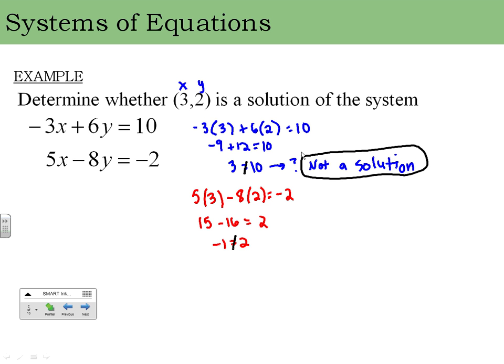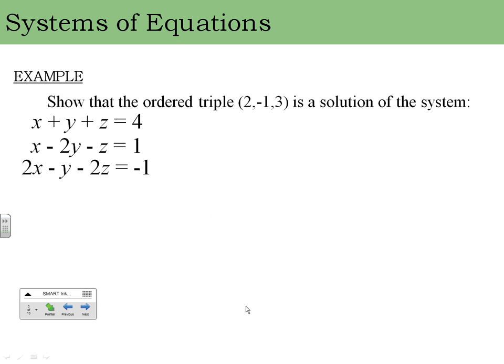So if it is a solution, we have to check all of the equations. If it's not a solution and we get that on the first equation, we can stop there. I just thought I'd show you plugging into both of them, we do get that it's not a solution. But it only takes one of them being wrong to not be a solution. So let's look at this one.